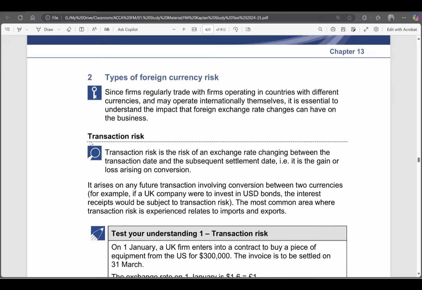But these transactions are not in your home currency. Let's say you are based in the UAE, your company is based in UAE, and you have customers in Canada, right? Or you have customers in India, and they will pay you in their local currency. Possible, right? So then in that case, we need to worry about exchange rate.